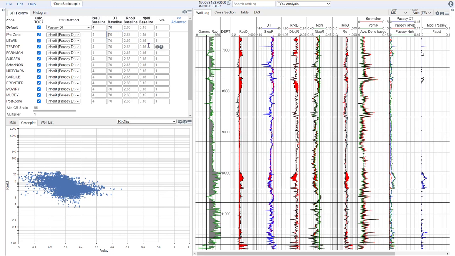Okay, now we can see that we've almost collapsed that to where they're overlaying. Let's do that one more time. And now we have these curves overlying one another, and we have our result.